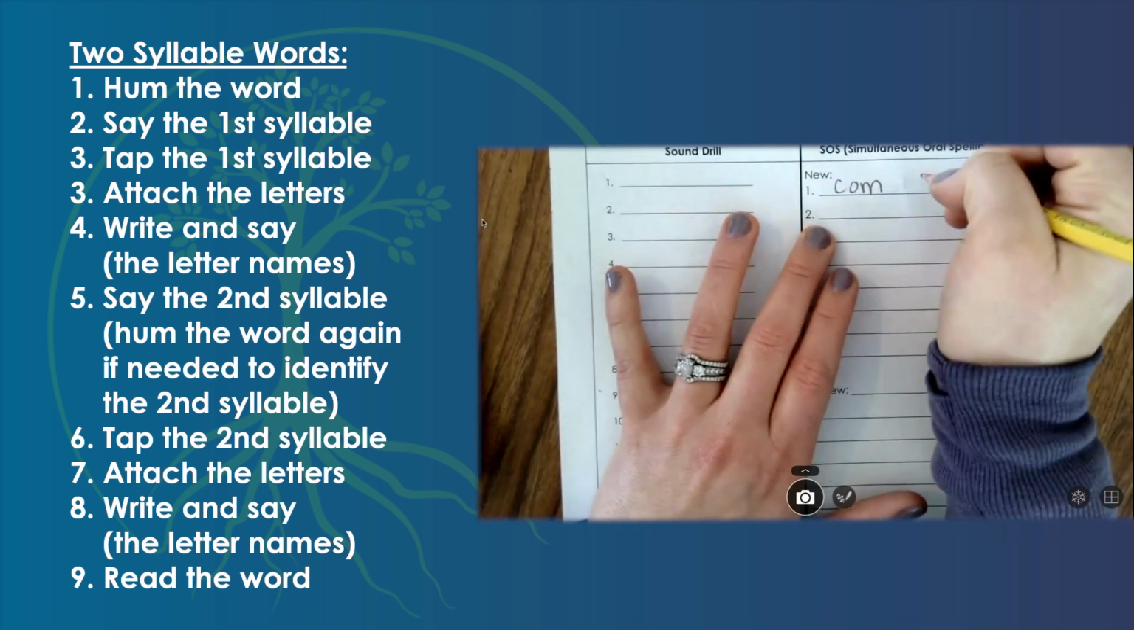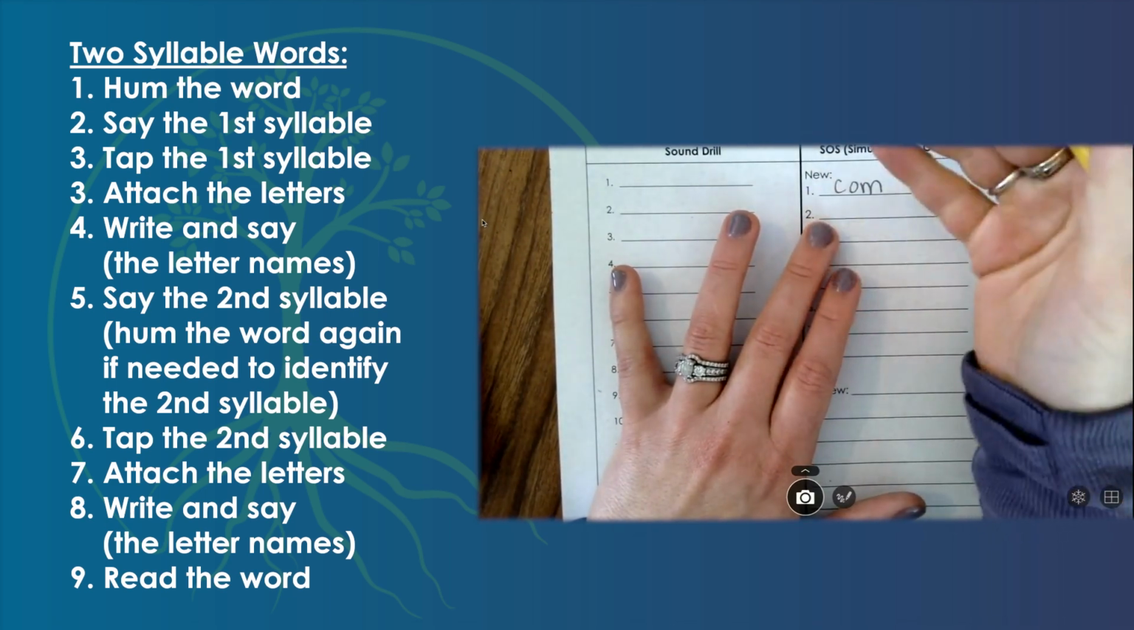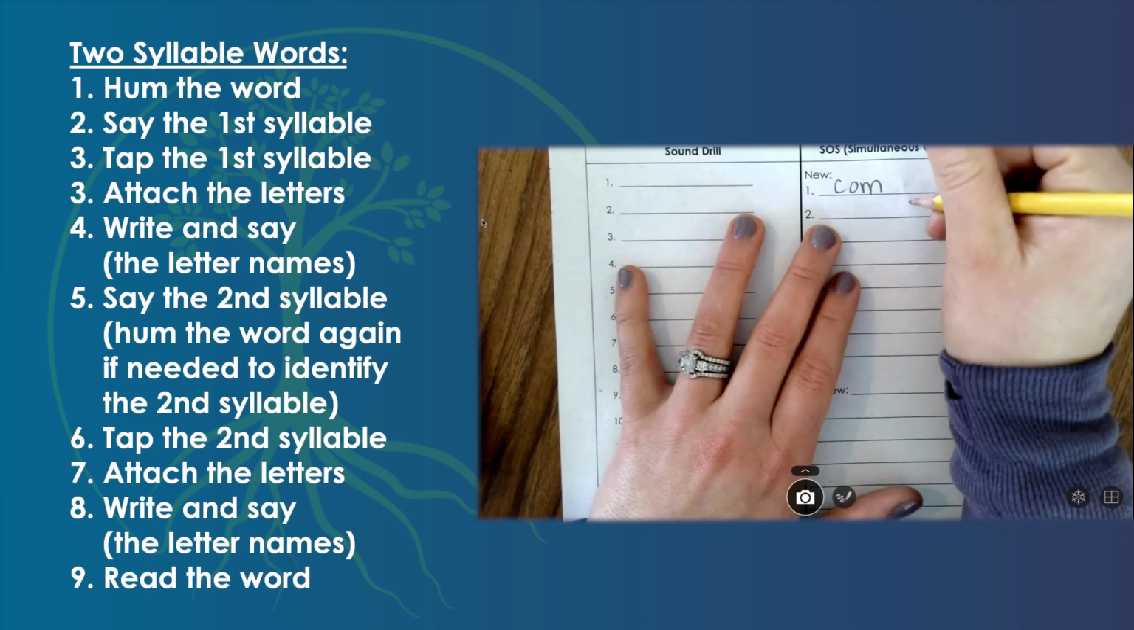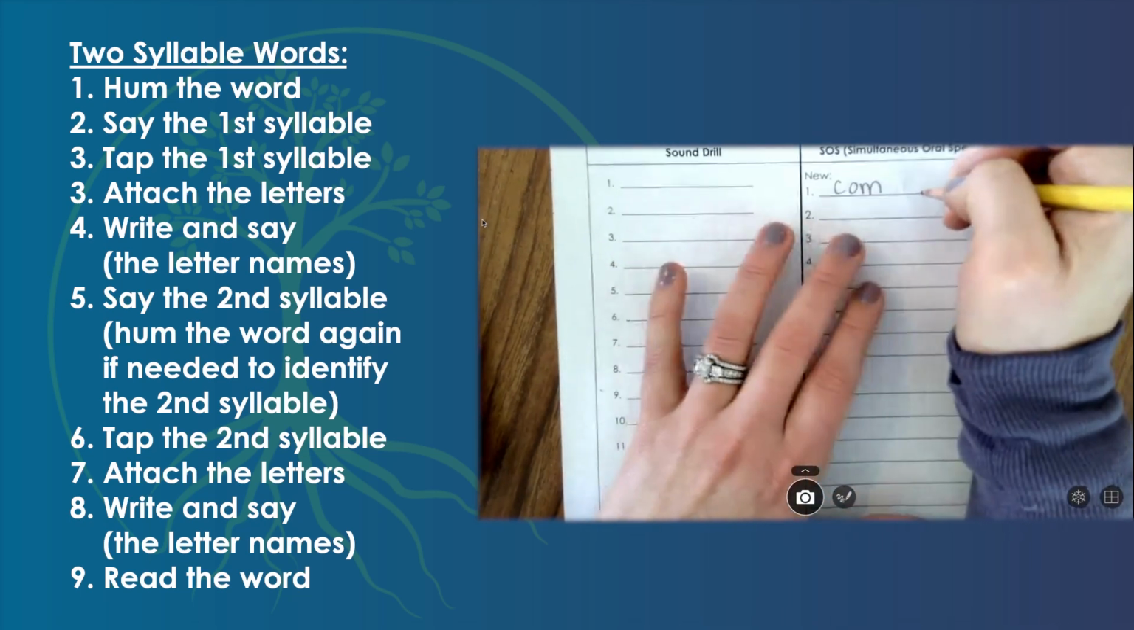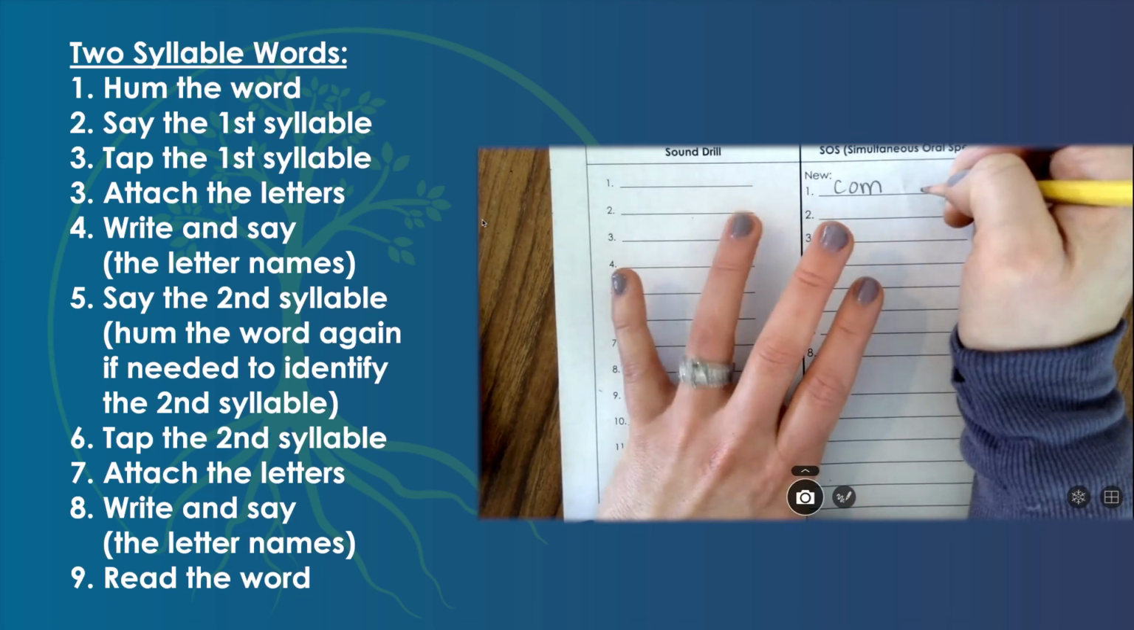Okay, what's our second syllable? If they forget, give them the word again. Combine. Have them hum it again. Say hum, combine. What's the second syllable? Bine. Tap, bine. B-I.